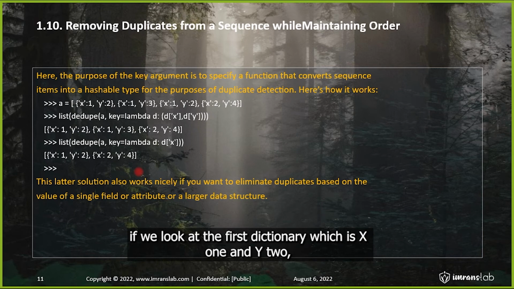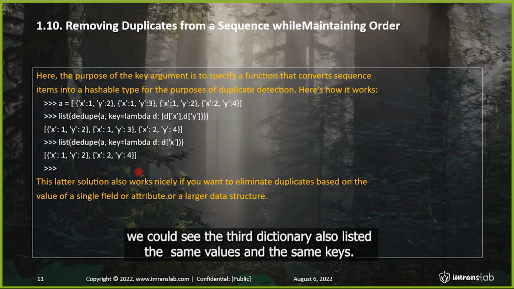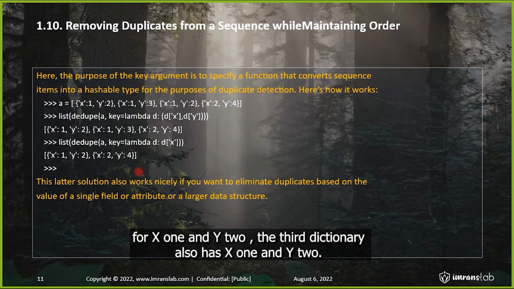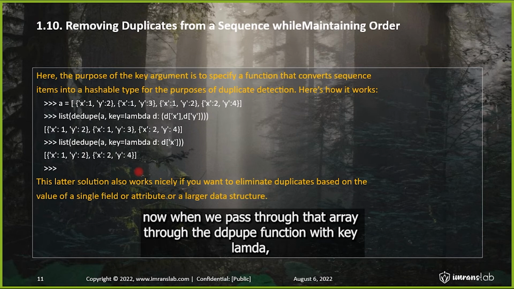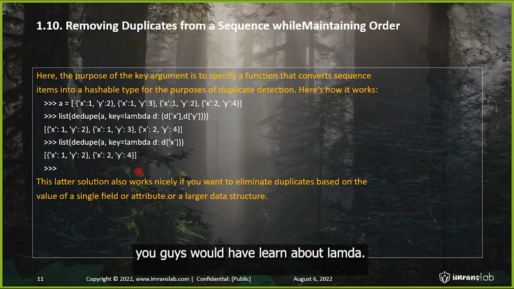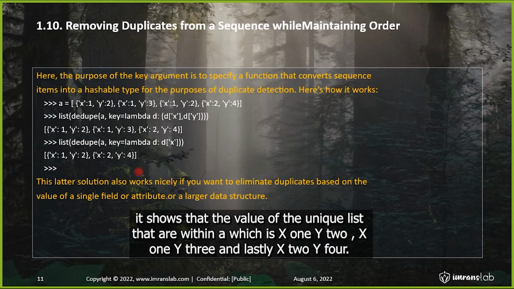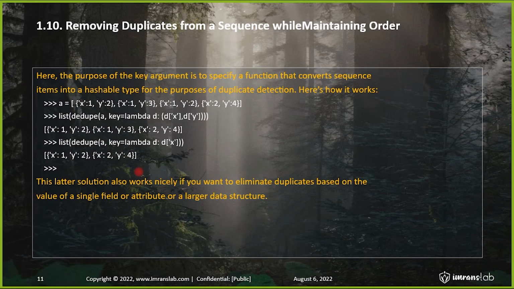If we look at the first dictionary, which is x 1 and y 2, we can see that the third dictionary also has the same keys and the same values: x 1 and y 2. Now, when we pass that array through the dedupe function with the key lambda, you would have learned about lambda, it shows the values of the unique dictionaries within A, which are x 1 y 2, x 1 y 3, and lastly x 2 y 4.